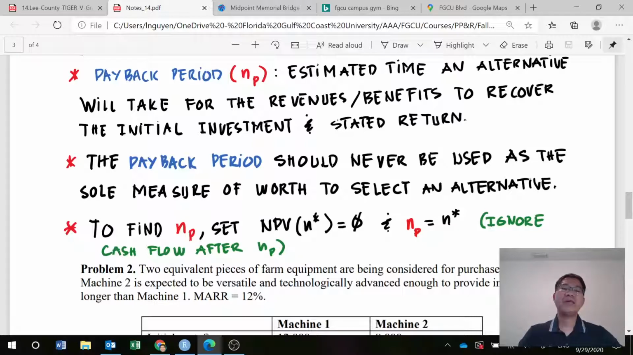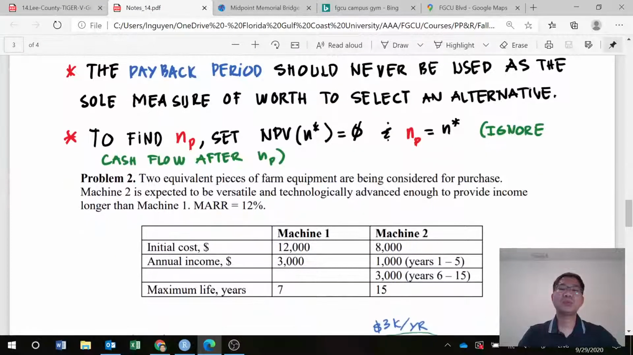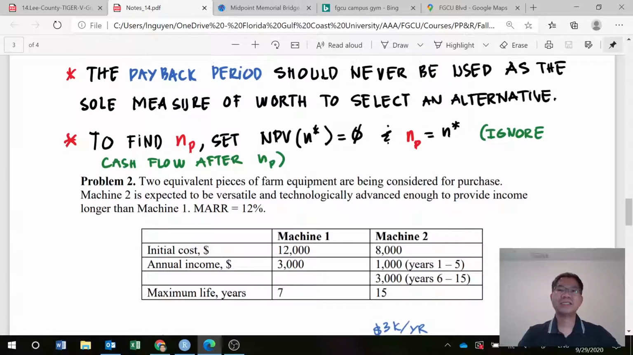And for the years, we ignore the cash flow after the payback period. Actually, because we ignore that, the payback period should not be used as the sole measure of growth to select an alternative. And you will see that in problem 2 in the next lesson video.